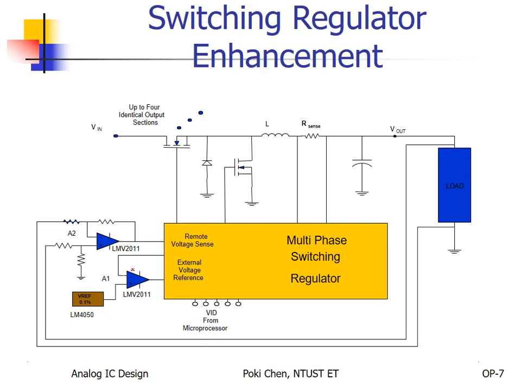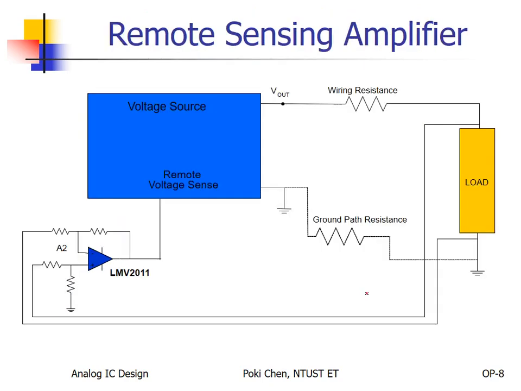Anyway, for a switching power supply, you need many op-amps. Now, I don't go into such detail. I only tell you it is applied to almost every kind of analog circuit. Okay, and for such kind of remote sensing.